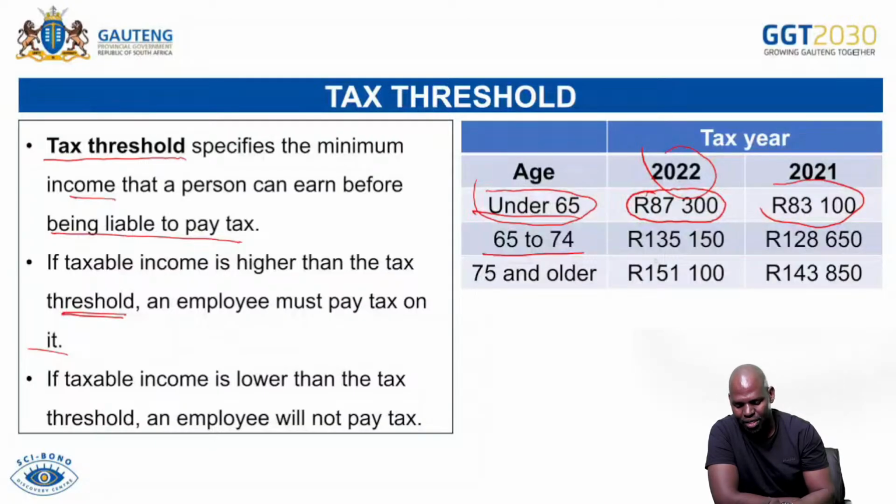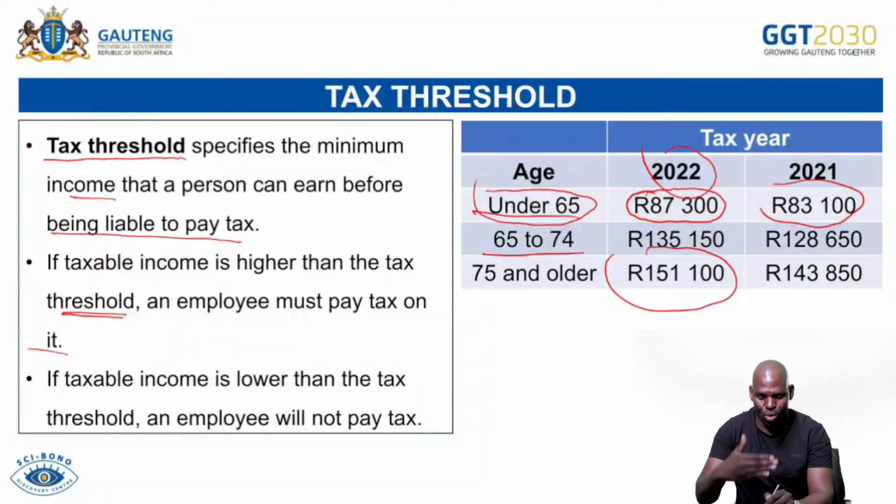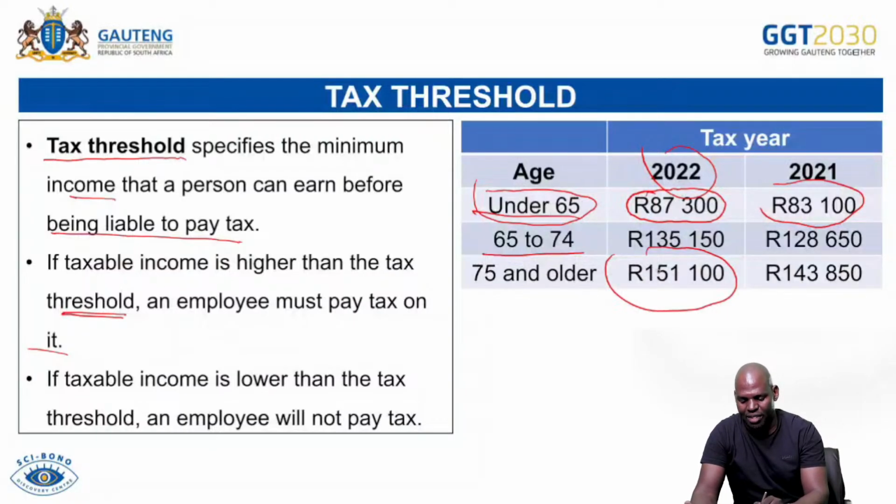For 75 and older, the tax threshold was 151,100. Any person who was at the age of 75 and above, 75 and older, and was earning below 151,100, that person did not pay tax. But if the person earned 151,100 and above, that person contributed to tax. So that is how the tax threshold works.